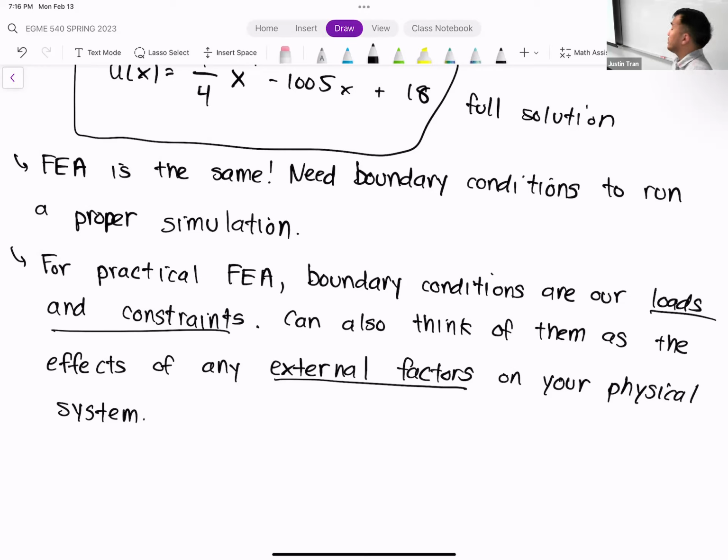And same thing with the force. The force is basically the effect of someone's foot pushing down on the pedal. We weren't actually modeling the foot itself, just the effects of the foot. That was something external to the bike crank, but it is having an effect on its physical response, and that's why we included it as a boundary condition. That's another nice way to think about boundary conditions.